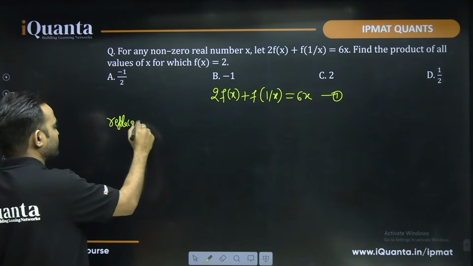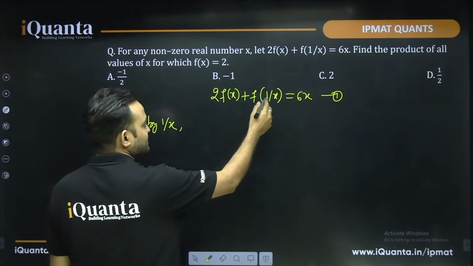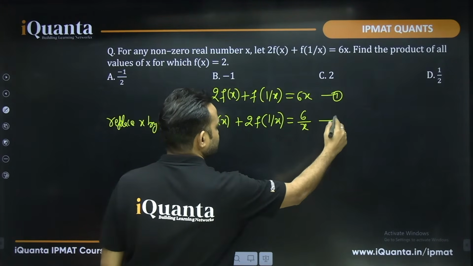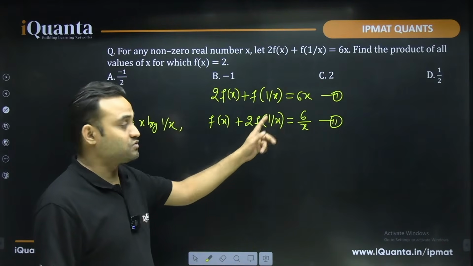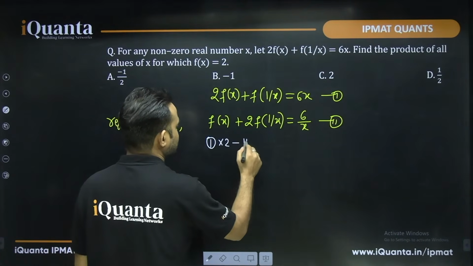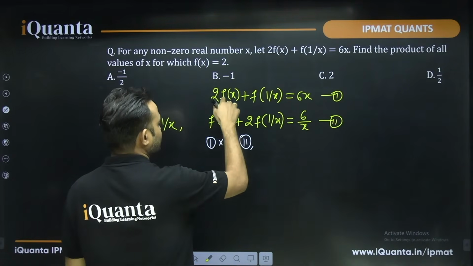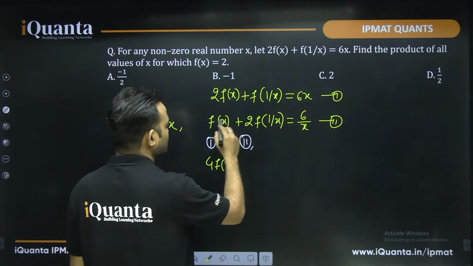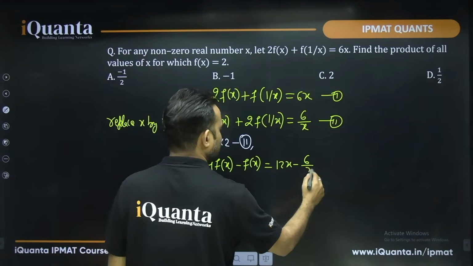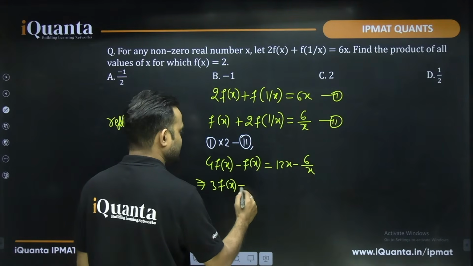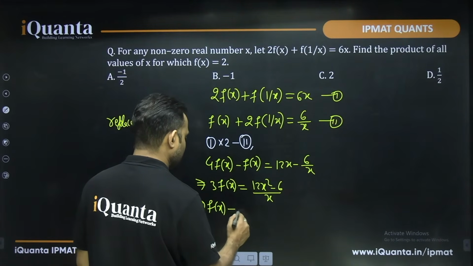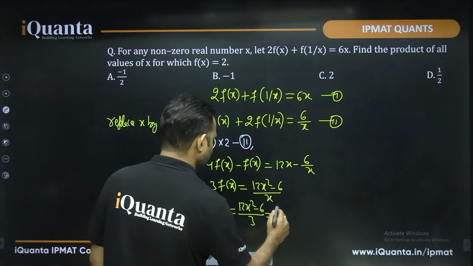Replace x by 1 by x. So what will happen? This will become f(x). This will become 2f(1/x) is equal to 6 by x. Second equation. Now we want to eliminate f(1/x), right? So what we can do? Equation 1 into 2 minus equation 2. Equation 1 into 2, so this will be 4f(x) minus equation 2, minus f(x). 2f(1/x) will be cancelled out. This will be 12x minus 6 by x, or 3f(x) is equal to 12x square minus 6 upon x, right? Or f(x) is equal to 12x square minus 6 upon 3x, which is 4x square minus 2 upon x.